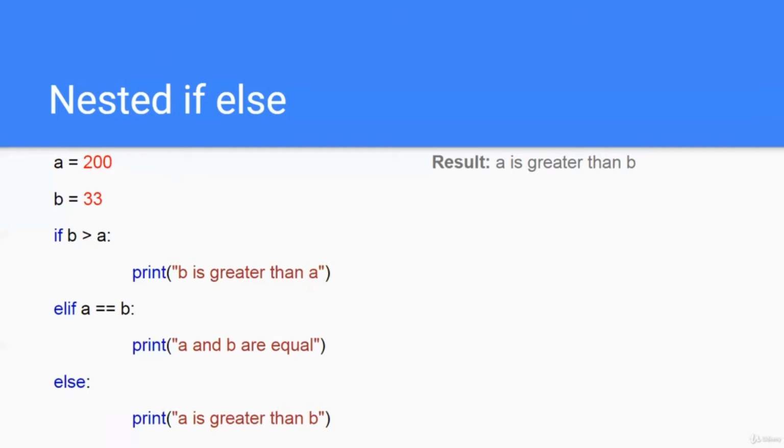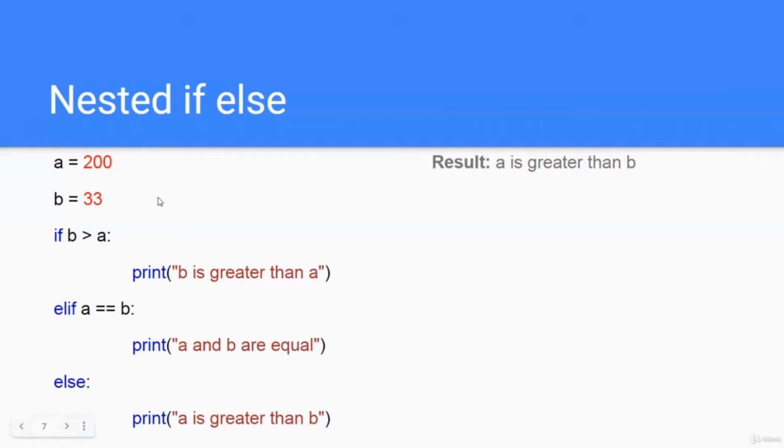B can be greater than A, or B can be equal to A, or A can be greater than B. So these are the three conditions. For this, we have written the condition: if B is greater than A colon, we'll write print B is greater than A. Else if both are the same, that is A equals B, we'll write print A and B are equal. And third, else, we'll write print A greater than B.